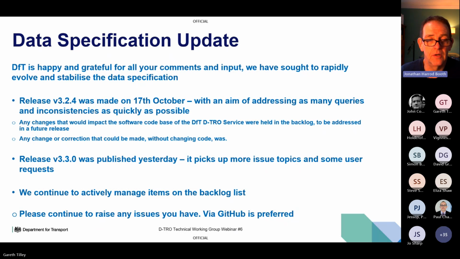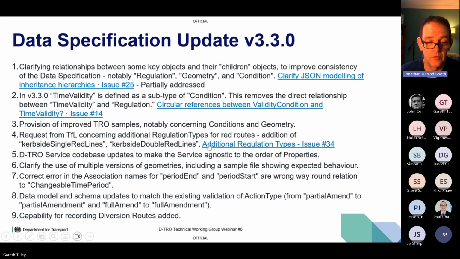We've now released 3.3.0, which was published yesterday. It picks up a number of those topics and some additional user requests. We're constantly looking at all of the comments that come into us, primarily through GitHub, but also some direct emails. And we have a regular process where we're triaging those and sifting them as to whether we can include them in the release or not. So this does include a software code base update, and I'll show you on the next slide some of the major topics. But as I said, we continue to review what we're doing, and you're a bit too fast, Gareth.